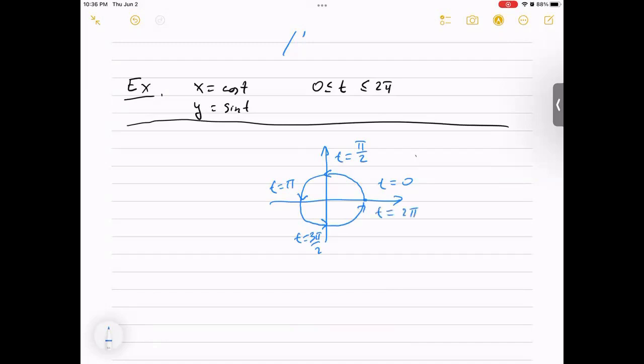So we can describe the curve as the movement of a particle. So we can say that the particle moves on the circle, the unit circle, x squared plus y squared equals 1, and moves counterclockwise.